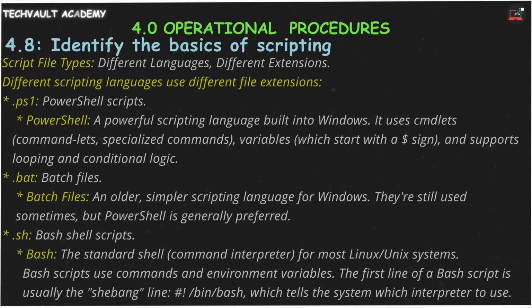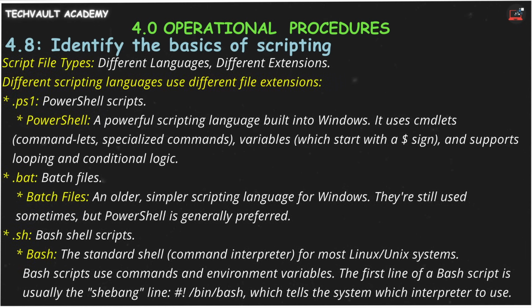Script file types: different languages, different extensions. Different scripting languages use different file extensions. .ps1 is for PowerShell scripts. PowerShell is a powerful scripting language built into Windows. It uses cmdlets, or commandlets, which are specialized commands, and variables, which start with a $, and it supports looping and conditional logic.